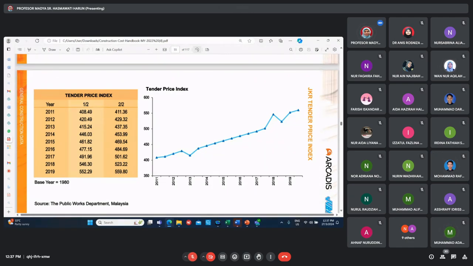Alright. Actually which year am I using? Okay, year 22. Okay, good. Okay, alright. This is your task. This is what a tender price index looks like. I haven't shown you what a tender price looks like yet. This is roughly how it looks. On one scale, you have the year. On the other scale, you have the weightage. Okay.